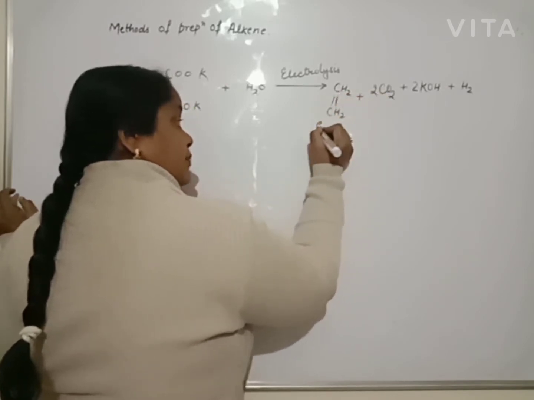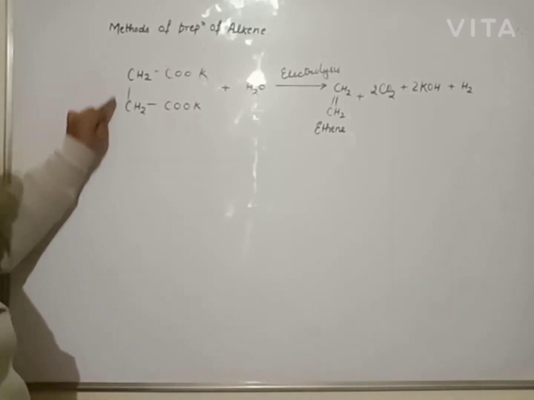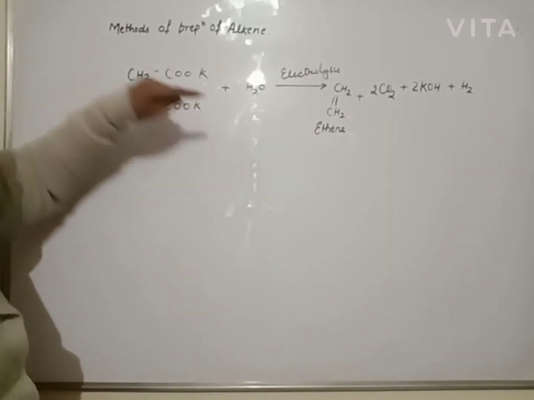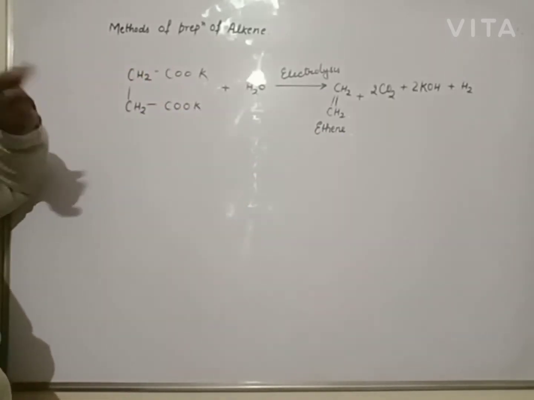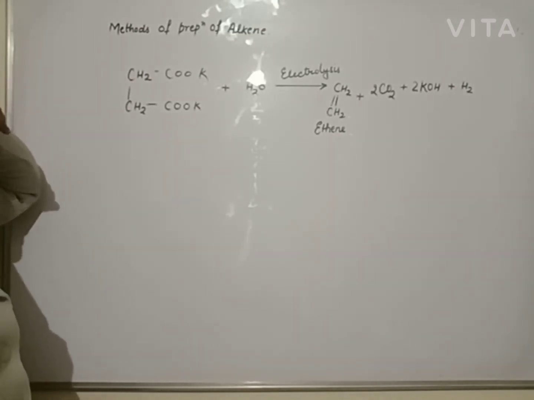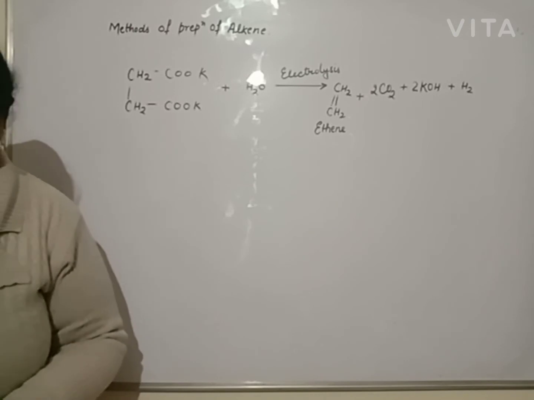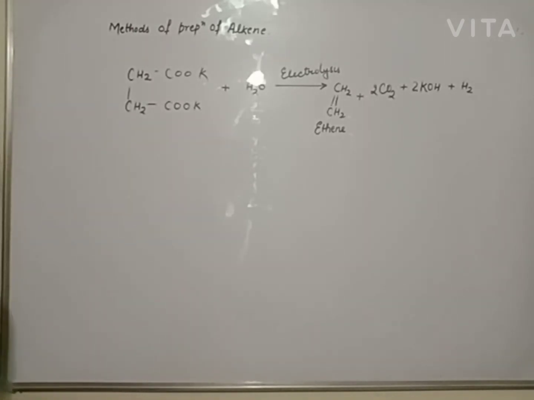Valency will be complete and we will get alkene. We have ethane, so ethene, these two carbon will be moved out. That means lower alkene will be formed from this reaction. Clear? These are the methods for the preparation of alkenes.